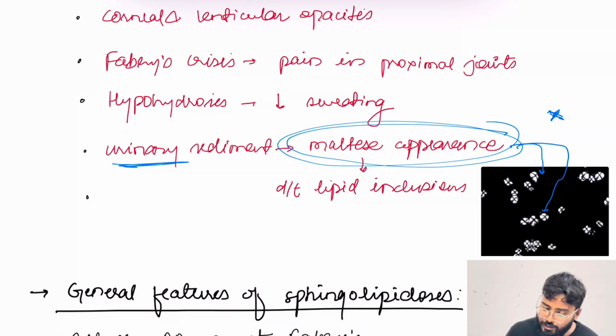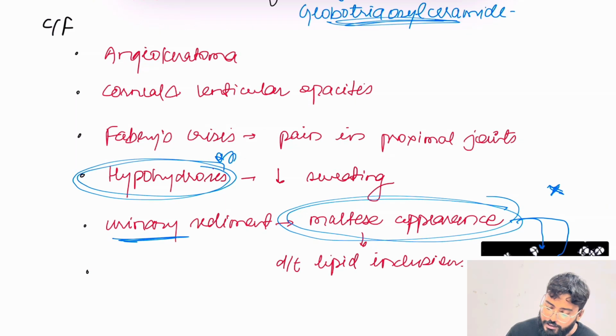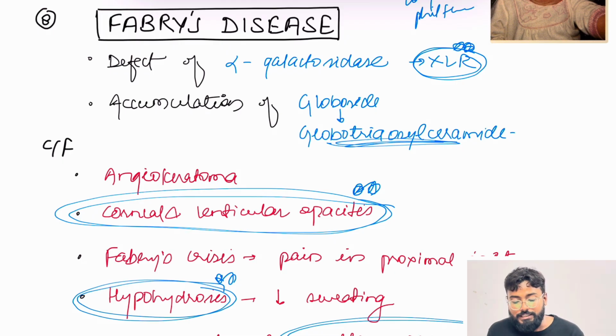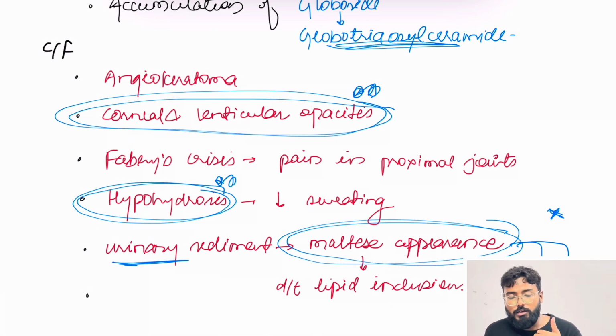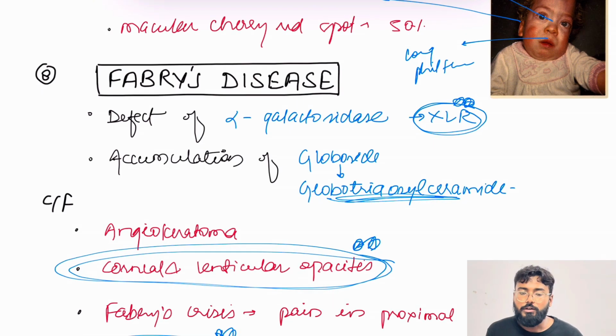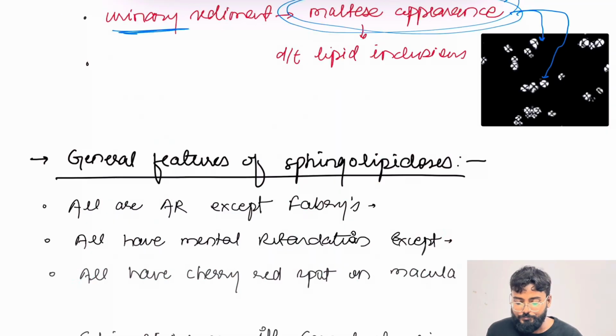Hypohidrosis is an important feature, and nowhere else are you going to see corneal and lenticular opacities. This you are going to see only in case of Fabry's disease. So remember, whenever you see opacity in the lens or in cornea, along with decreased sweating, and in urinary sediment, if it's mentioned that patient is having Maltese appearance in urine sediment, immediately you can jump onto Fabry's disease.